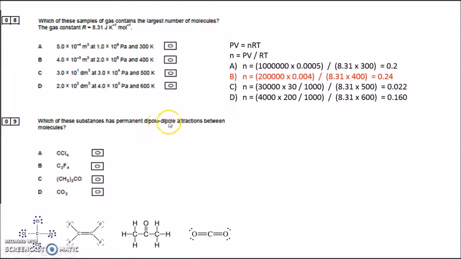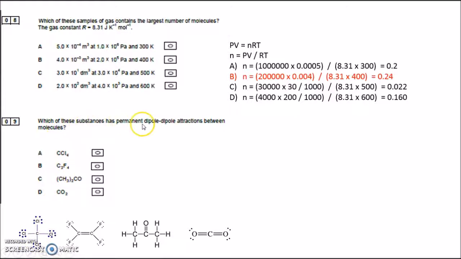If you've got permanent dipole-dipole attractions, it means that any polar bonds, that is, any bonds with delta plus and delta minuses, will not cancel each other out. So say for example CCl4, there's a polar bond there between the C and the Cl. Cl is electronegative, so it has a small minus charge, and the C will have a slight plus charge, but because it's completely symmetrical in both the y and the x axis, all of the polar bonds, the delta plus and delta minuses, cancel each other out, and therefore you don't get permanent dipole-dipole attractions between the molecules, because the overall charge in all directions cancels each other out.